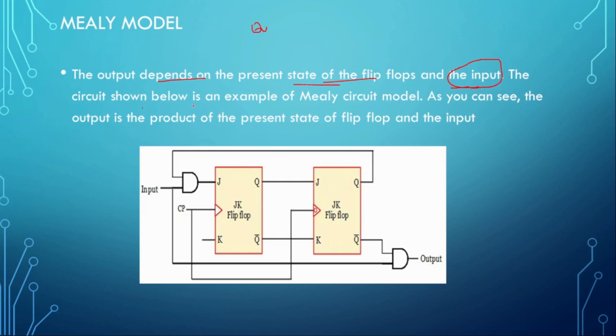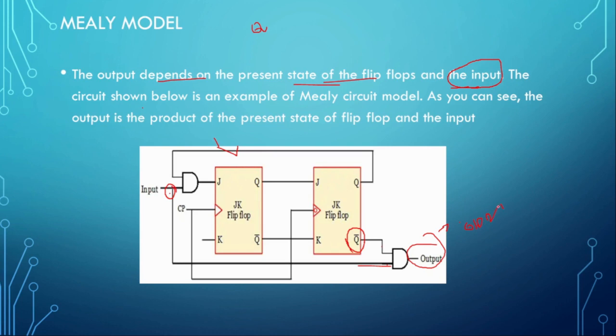This is an example of a Mealy model circuit. See here, one of the inputs is connected with this output state. Another input of the NAND gate is connected with one of the inputs. The difference between the Moore and Mealy models is that the output depends on the present state and the input. So here this output is going to depend on both the state output and the input.